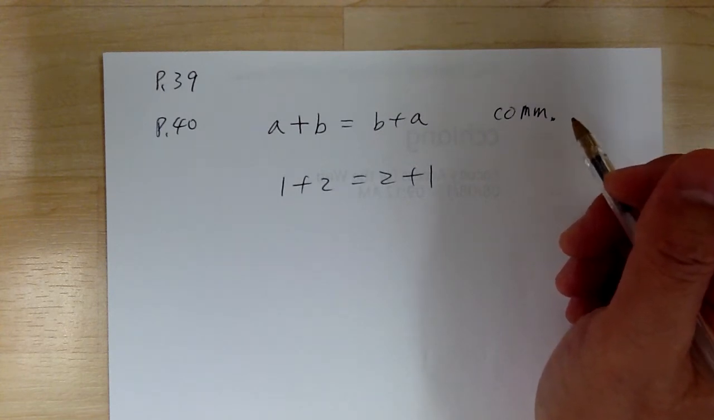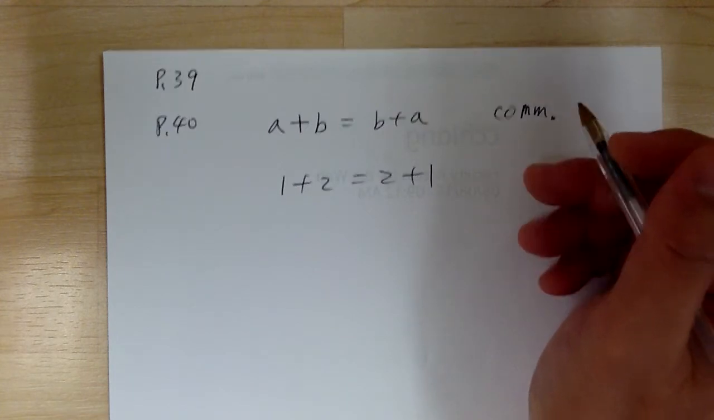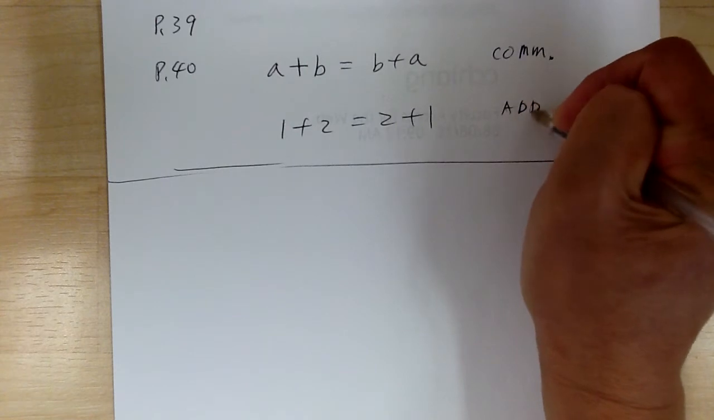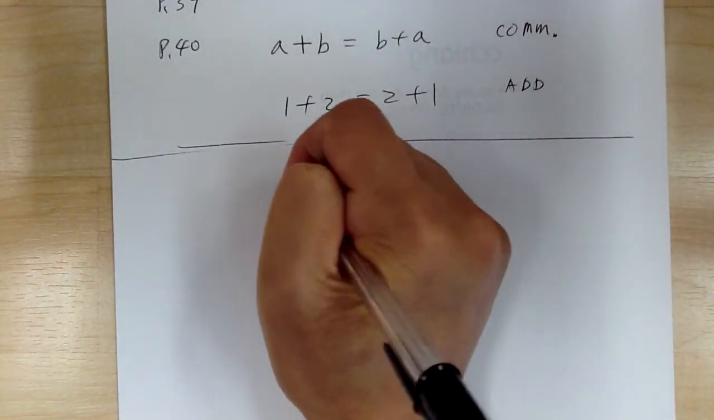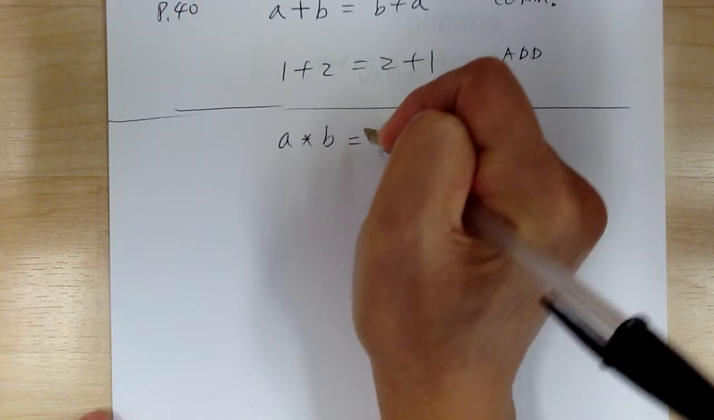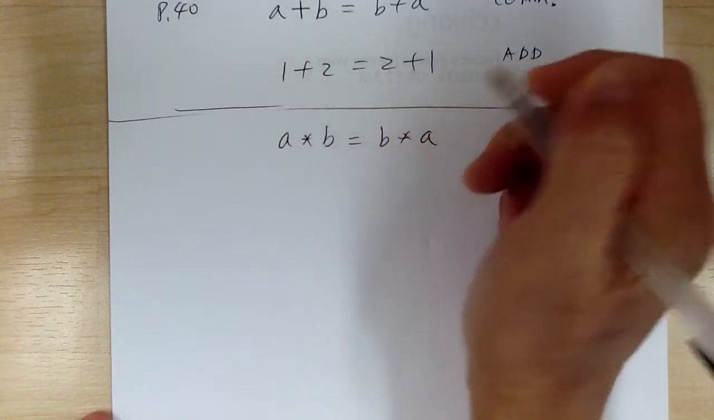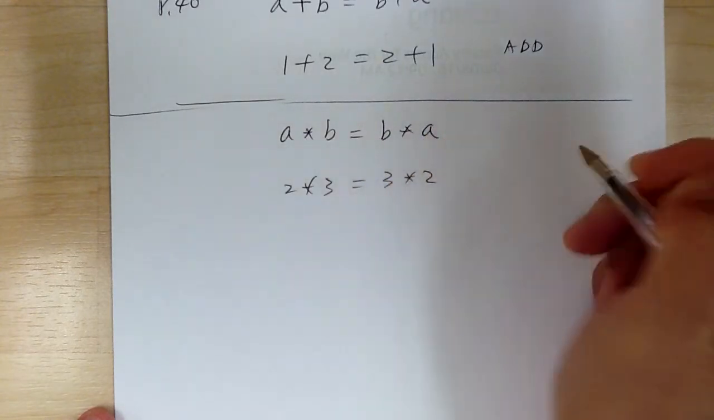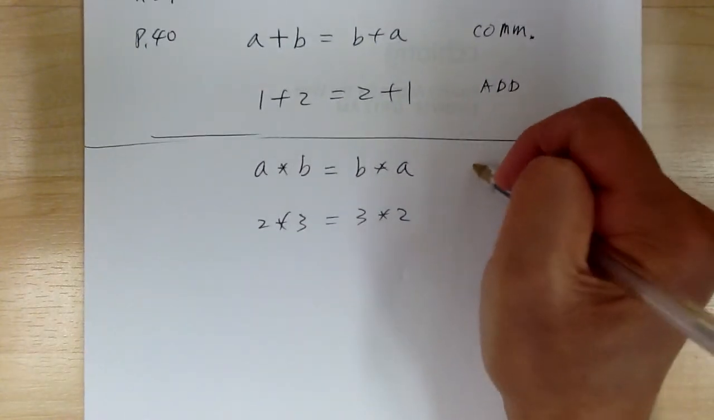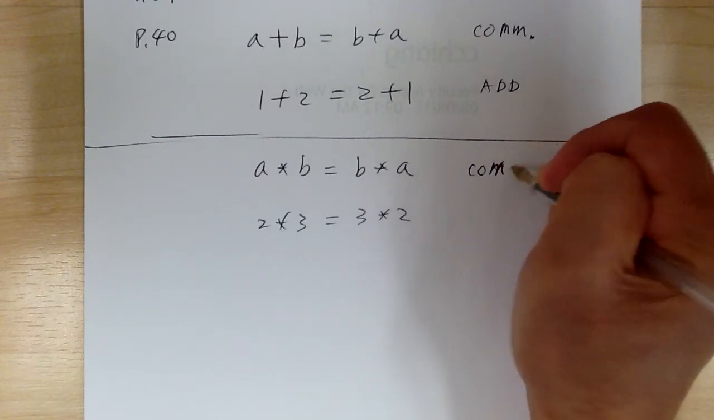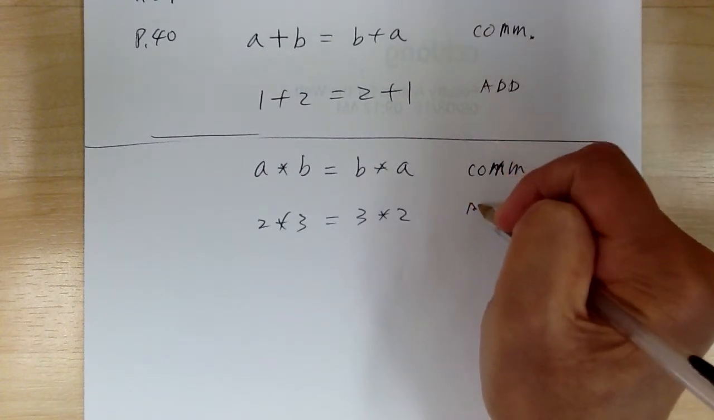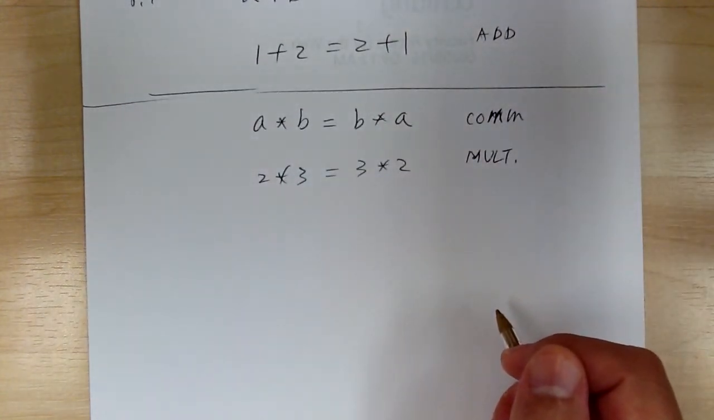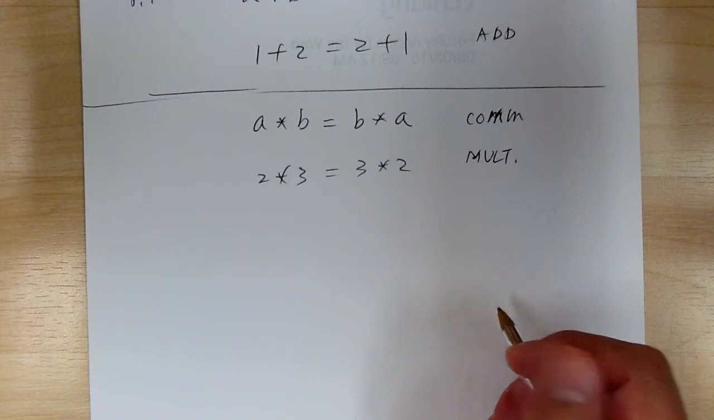If you look at the bottom of page 40, this is for addition. Now you also have the multiplication. So you have A times B equals B times A. An example of that would be 2 times 3, which is the same as 3 times 2, right? Again, this is the commutative property for multiplication.